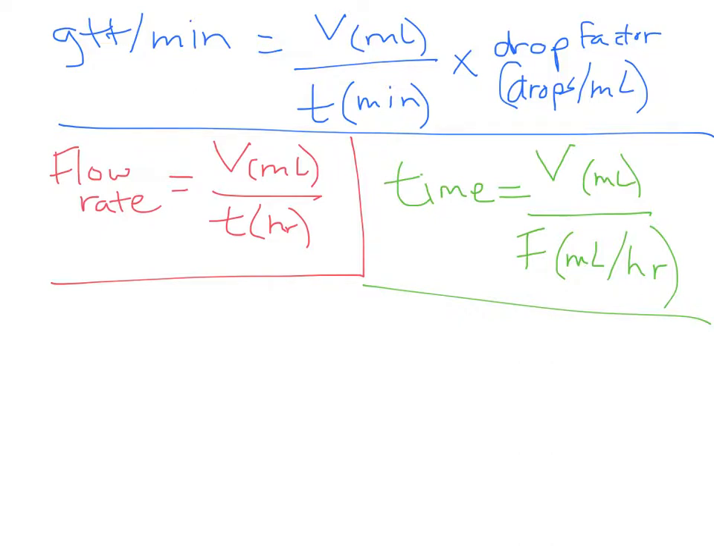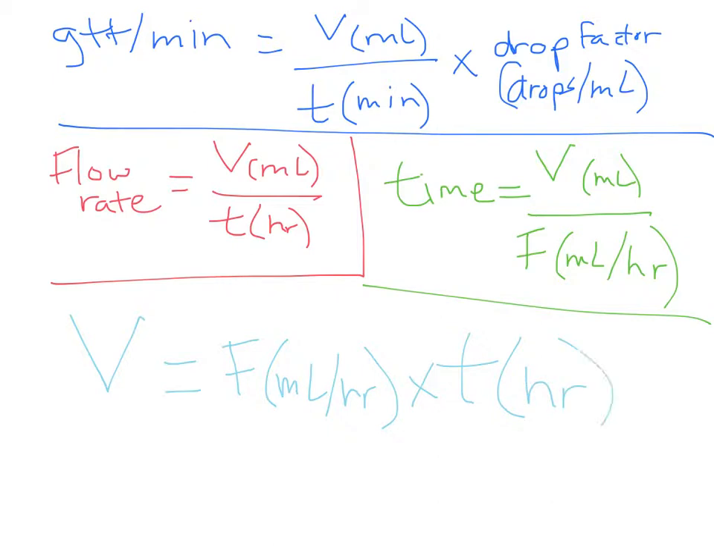If I'm trying to calculate the volume, then I would be given, like I said, the flow rate and the time, and we take our flow rate in milliliters per hour and multiply by the time. And those are our 4 different IV formulas: drops per minute, flow rate, time, and volume.